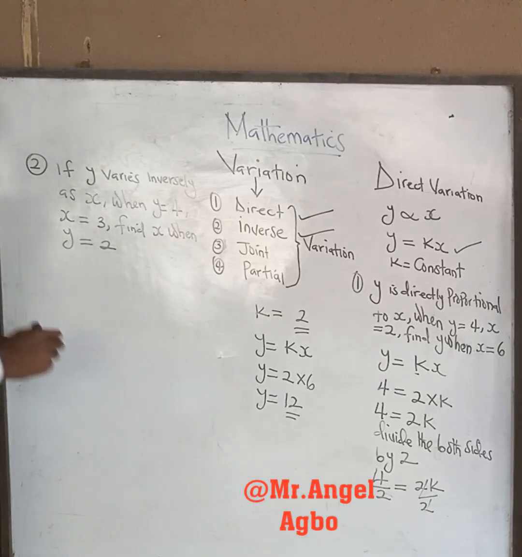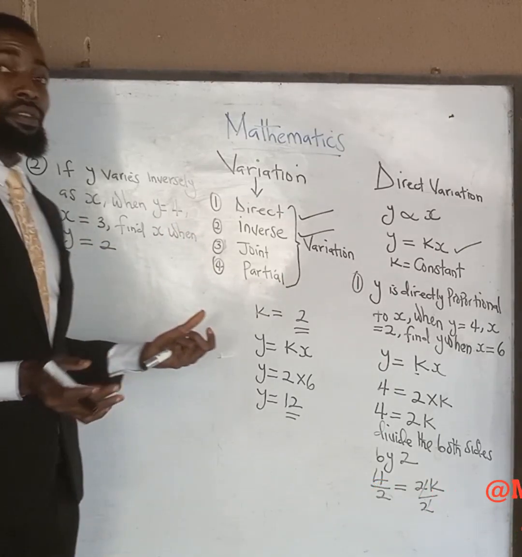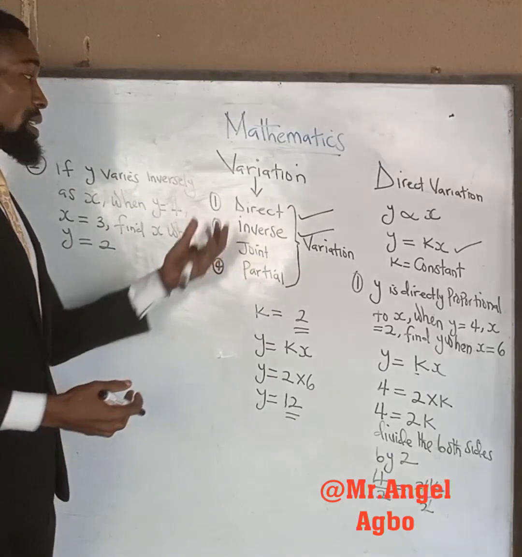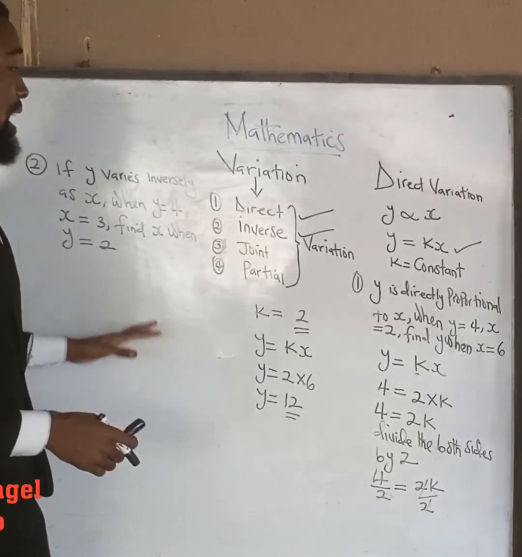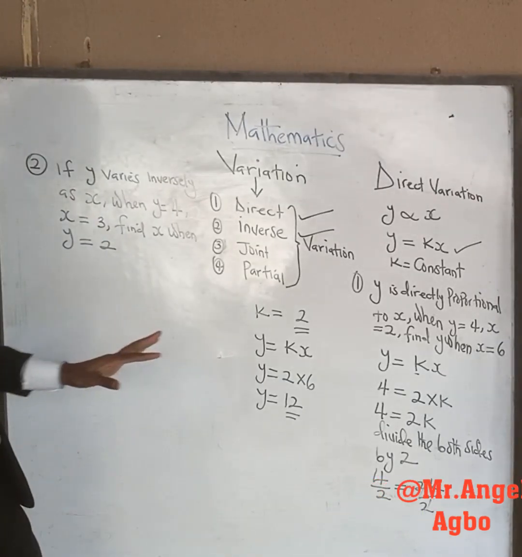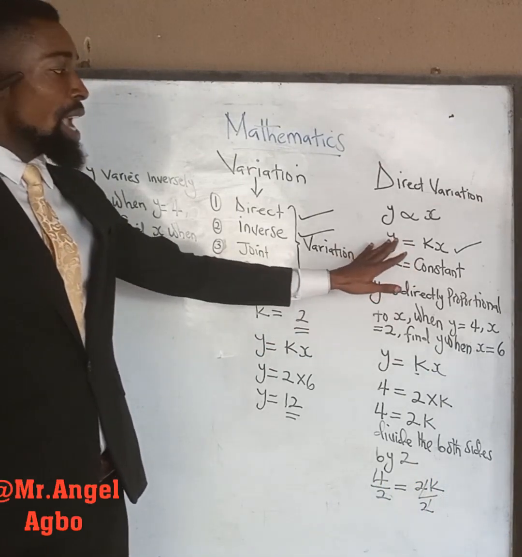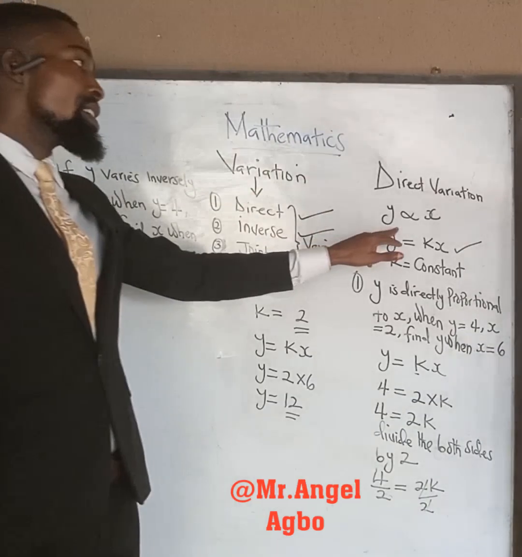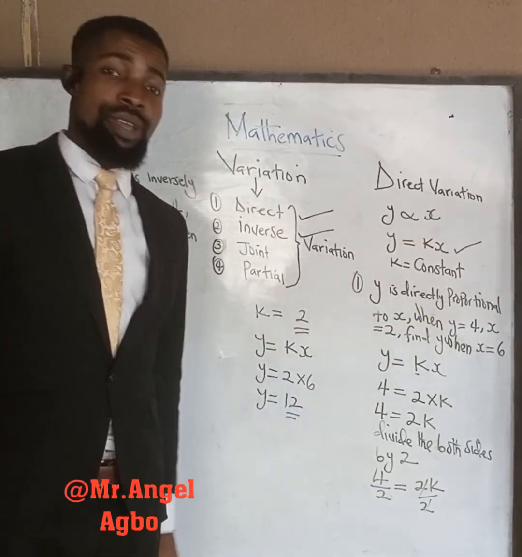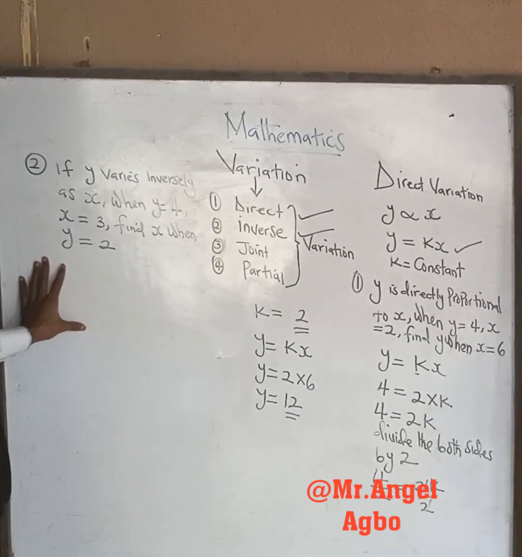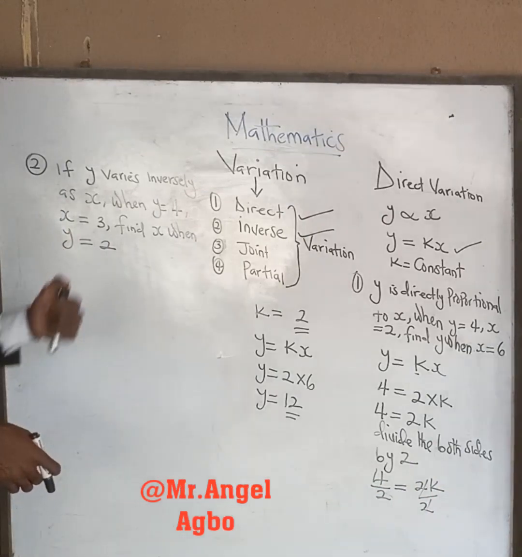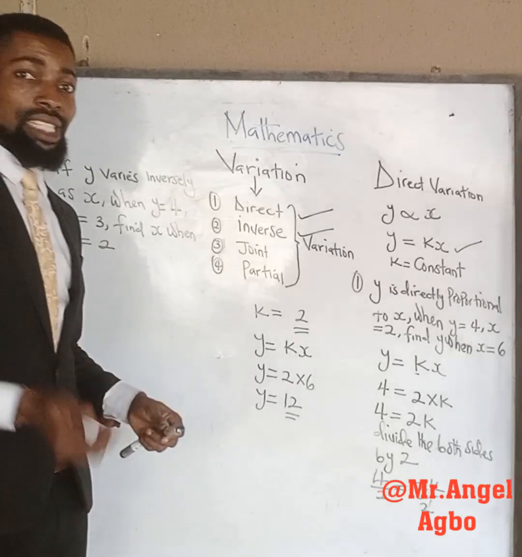Do you get that? Now this is almost like the one we saw in direct variation, but the difference here is that this one is the opposite. The relationship between y and x here means that in direct variation, anytime the value of y is increasing, the value of x will be increasing. But here in our inverse variation, anytime the value of y is increasing, the value of x will be decreasing. You will understand as I explain.